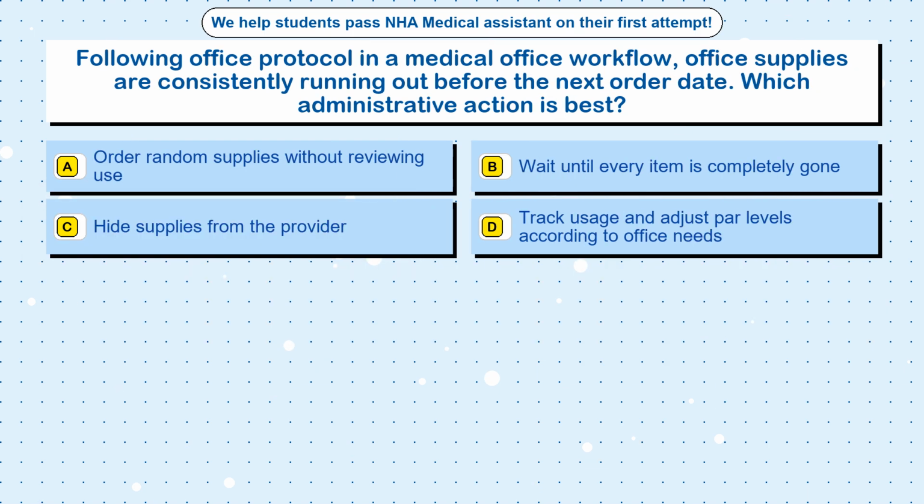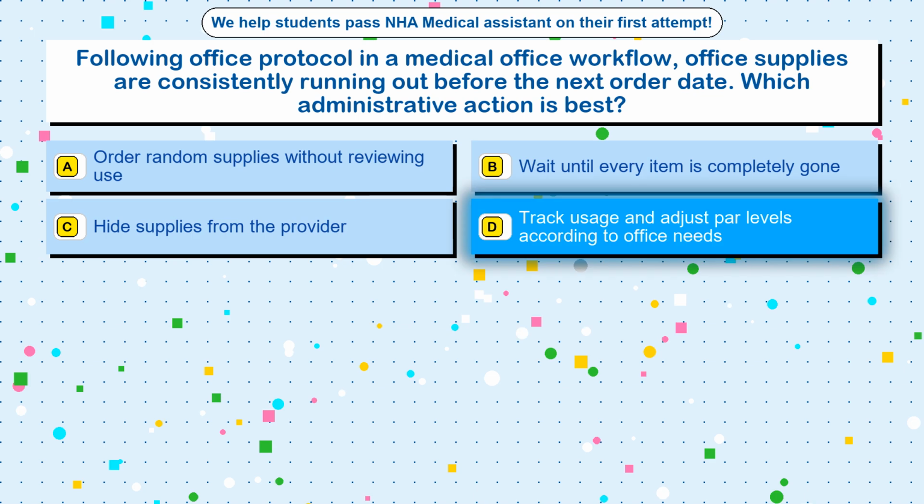Question 68. Following office protocol in a medical office workflow, office supplies are consistently running out before the next order date. Which administrative action is best? Option A. Order random supplies without reviewing use. Option B. Wait until every item is completely gone. Option C. Hide supplies from the provider. Option D. Track usage and adjust PAR levels according to office needs.